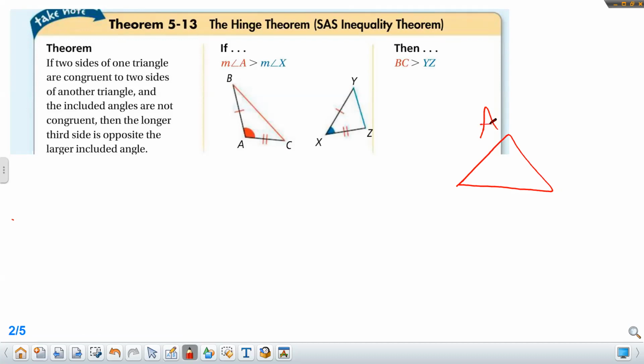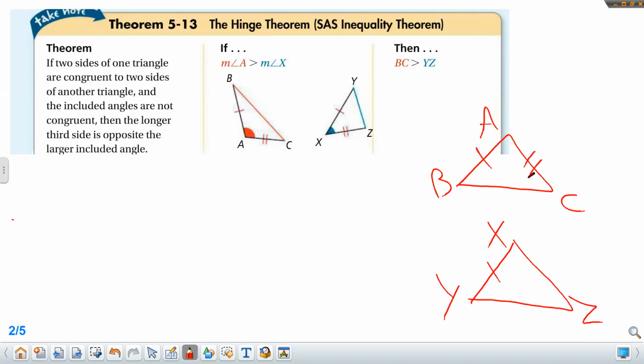If you have two triangles ABC and XYZ, and the given is AB equals XY and AC equals XZ, and measure of angle A equals measure of angle X, then two sides and the included angle of the first triangle are congruent to their corresponding elements in the other triangle. So now we can say the two triangles are congruent.